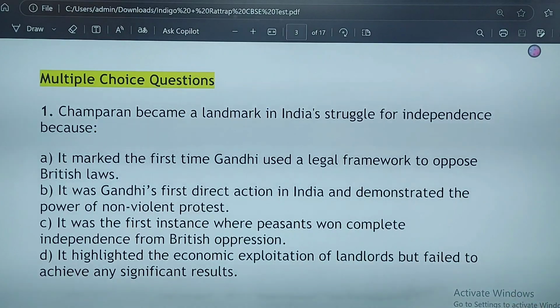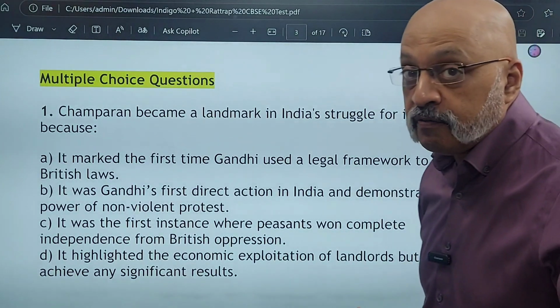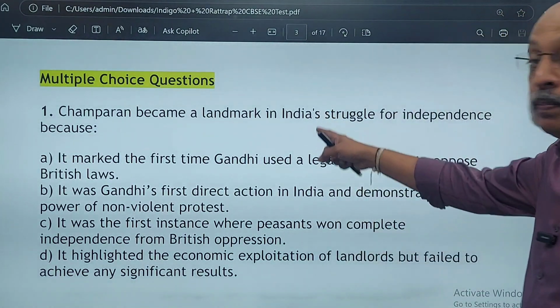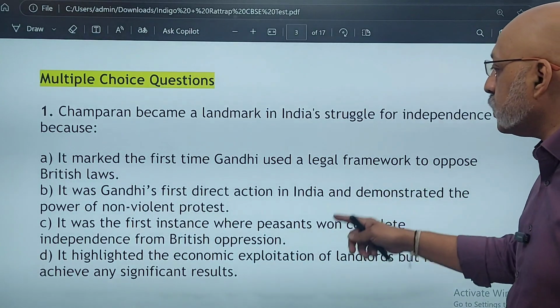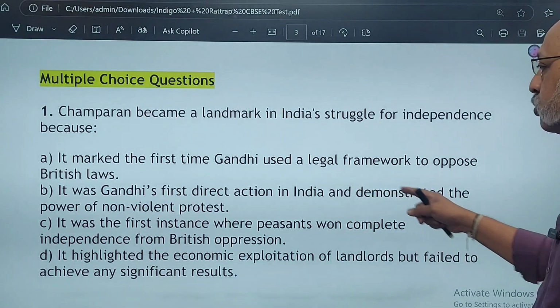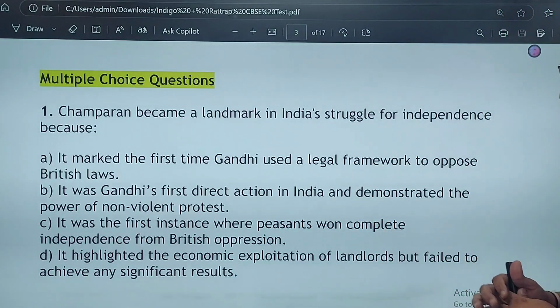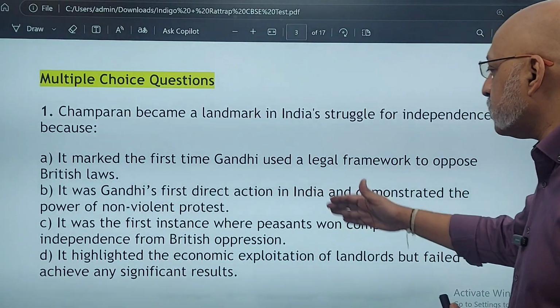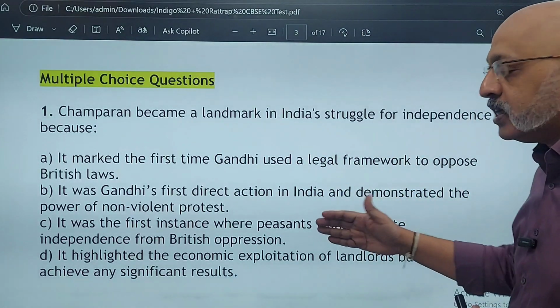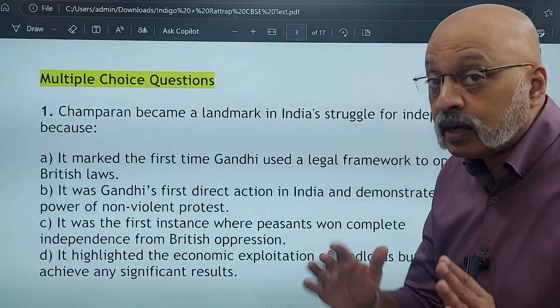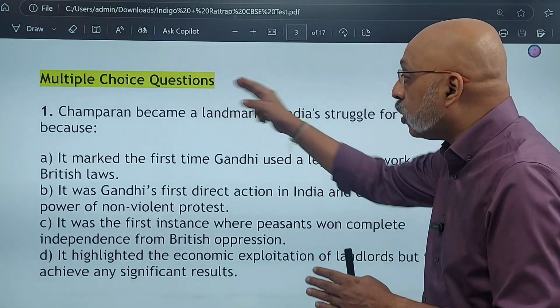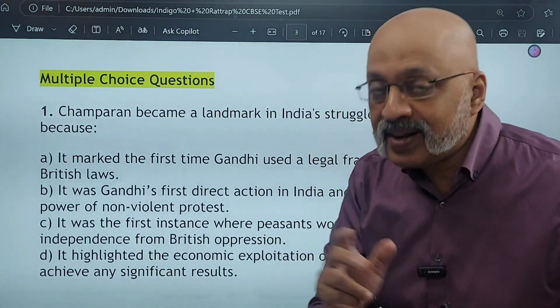Champaran became a landmark in India's struggle for independence because it marked the first time that Gandhi used a legal framework. Well, he did use a legal framework, but that's not why it became a landmark. It was Gandhi's first direct action in India and demonstrated the power of non-violent protest. That's the point I have emphasized in the notes. It was the first instance where peasants won complete independence from British oppression. Yes, correct, but that will not qualify to be called a landmark.